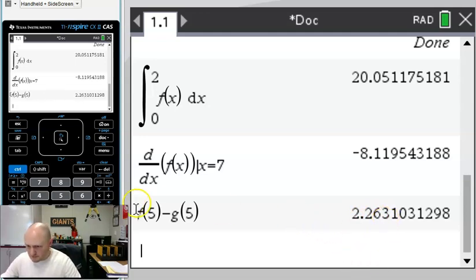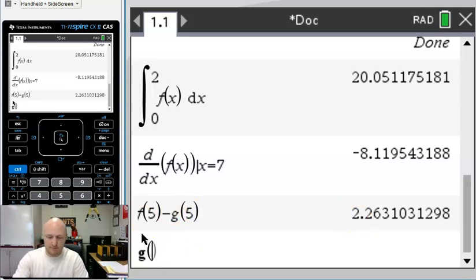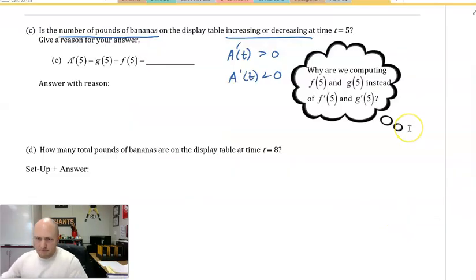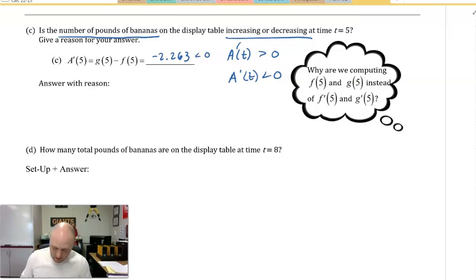2.263. And actually I flipped this. This should be g of 5 minus f of 5, right? Because the amount being removed is being taken away. Okay, so we have a negative amount, negative 2.263. And that's a negative number. This is clearly less than 0.